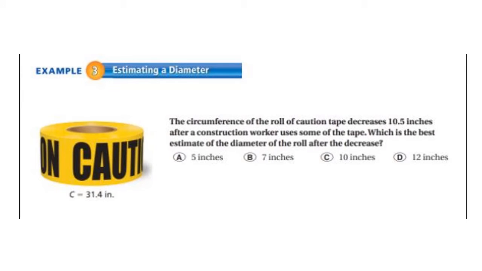Alright, let's take a look at the first example in your notes. This is actually example number 3. You know that by the time in a set of notes we get to a third example, it is problem solving. So we have a picture of caution tape. The caution tape started originally with a circumference of 31.4 inches. A construction worker used some, and the circumference decreased by 10.5 inches. So we're going to take care of that right now.